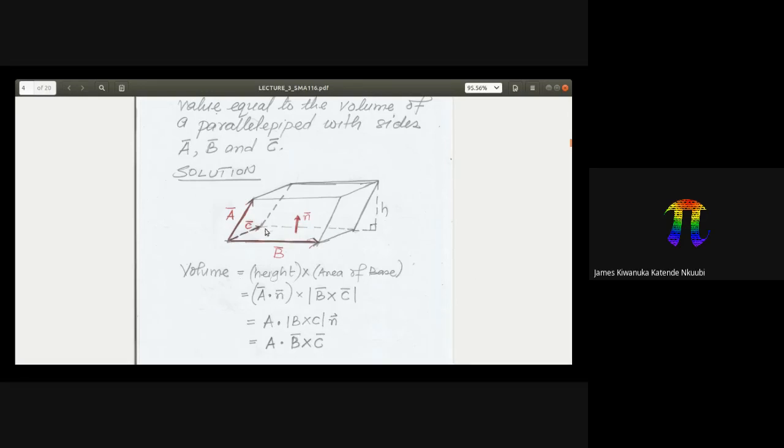And then you have to multiply that by the area of the base. Now the base is just a parallelogram with sides B and C. And the area of that parallelogram is simply the magnitude of the vector B cross C. So these are two numbers. The magnitude is a number multiplied by the dot product, which is a number. So these are two numbers which give you the volume.